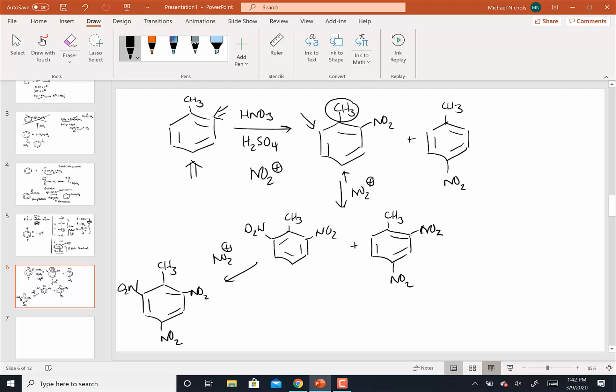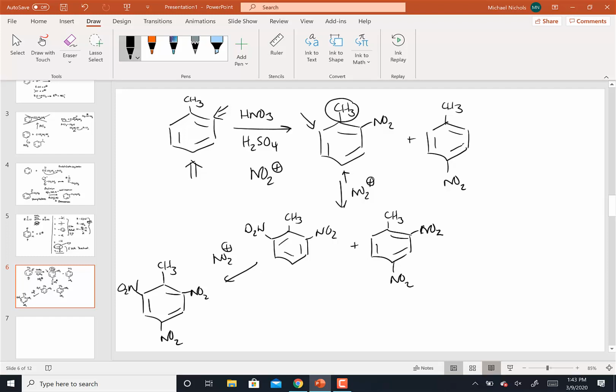So what role does the group on the ring have? Number one, it has a kinetic effect. Does it increase the rate of reaction? Does it decrease the rate of reaction? That's activating or deactivating. What about its direction? All the activating groups plus halogens do ortho-para direction. All the deactivating groups, with the exception of halogens, do meta direction.